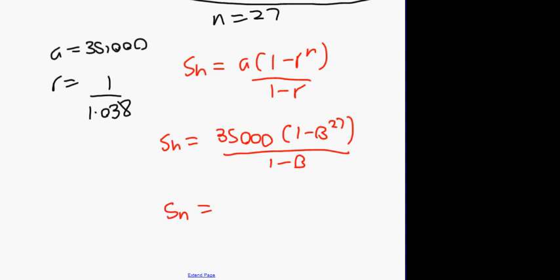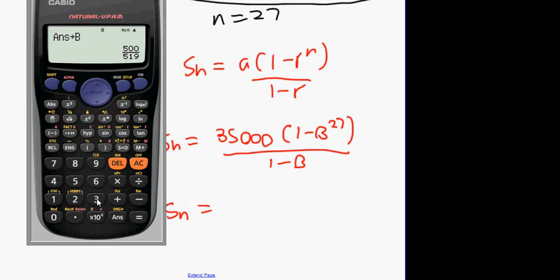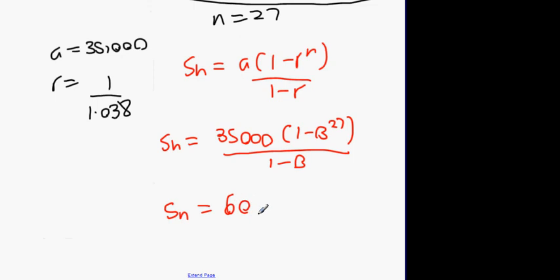Therefore Sn equals 35,000 multiplied by, open bracket, 1 minus B to the power 27, close bracket, all over 1 minus B. And what we get here is 606,789.09.